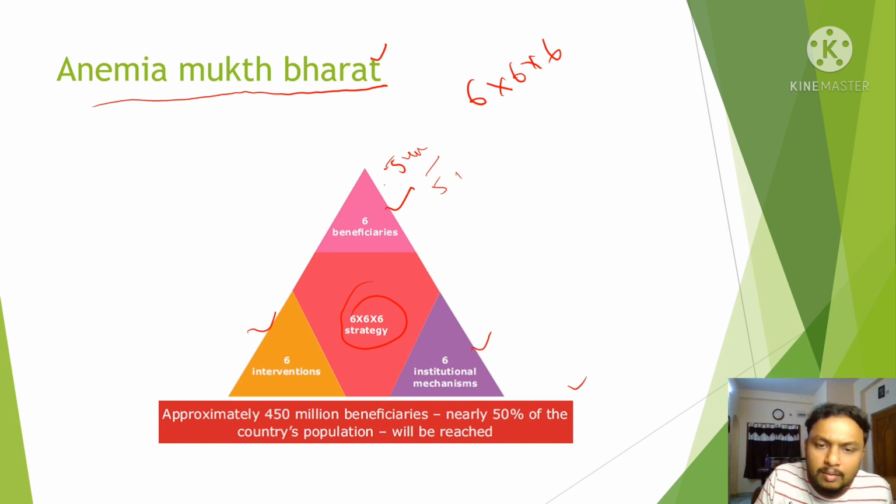Okay, and adolescent girls, pregnant mothers, lactating mothers. So there will be different beneficiaries, interventions and institutions. That is a big topic to discuss. Under this, the main concept is Anemia Mukt Bharat, working on the 6 by 6 by 6 strategy. So under this, how much will you give? The answer we have seen already.